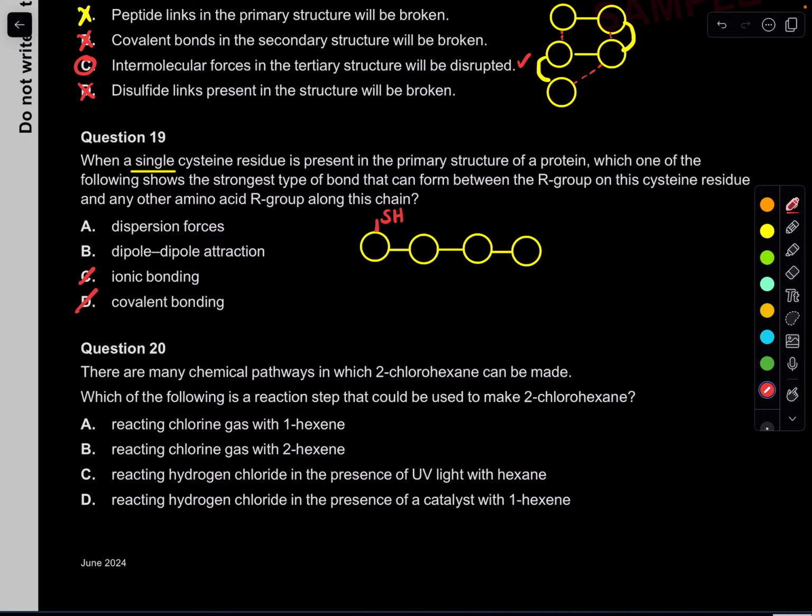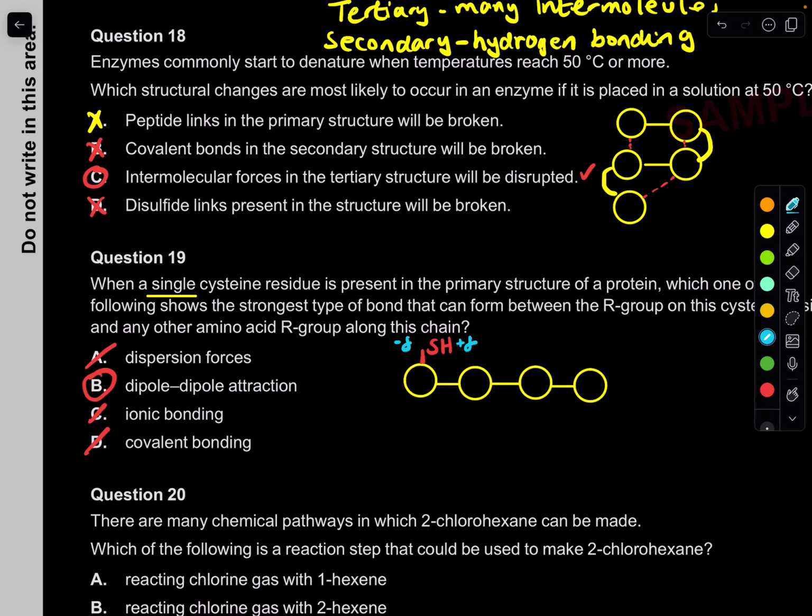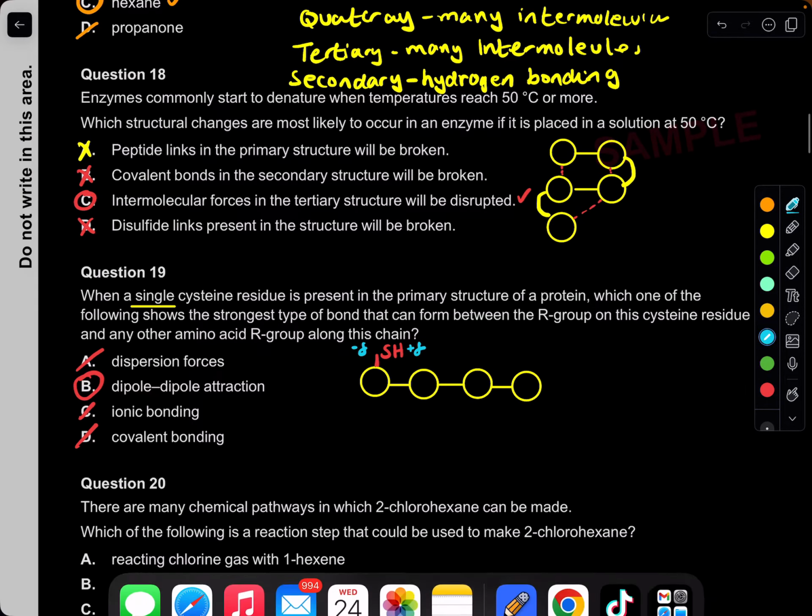Dipole to dipole attraction. Yeah, absolutely. Dispersion forces, every molecule has dispersion force. That's the weakest. We want the strongest. It has to be B. Yes, it can form dipole to dipole because sulfur is on the right-hand side and is what we call electronegative. So it creates a negative partial charge, and the hydrogen becomes partially positive. So yes, dipole to dipole attraction is able to form, and that's the strongest one this molecule can form.